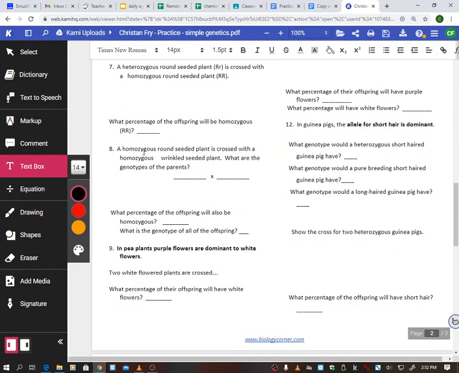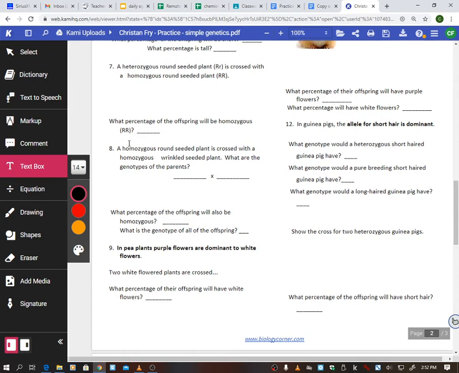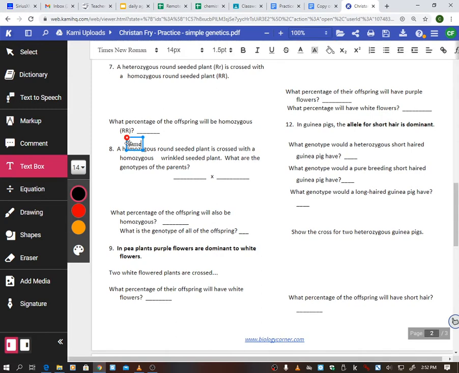Number 8, I want you guys to try this out. A homozygous round seed plant. Well, look up here. Which one of these was round seed? Was that dominant or recessive? Well, if it's homozygous, this means same. I'm going to write that above there. So you know your letters have to be the same.